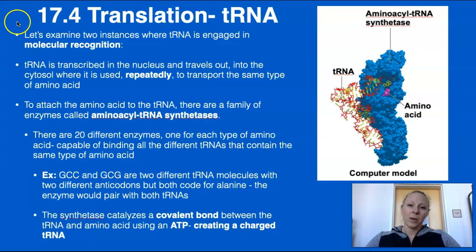Now, RNA we talked about is really good at molecular recognition because it has those open base pairs, or open nucleotides. So it is good for recognizing specific sequences. There are two places where tRNA engages in molecular recognition. Let's talk about the first one. The first one is where it's going to interact with this enzyme. This enzyme is called aminoacyl tRNA synthetase.